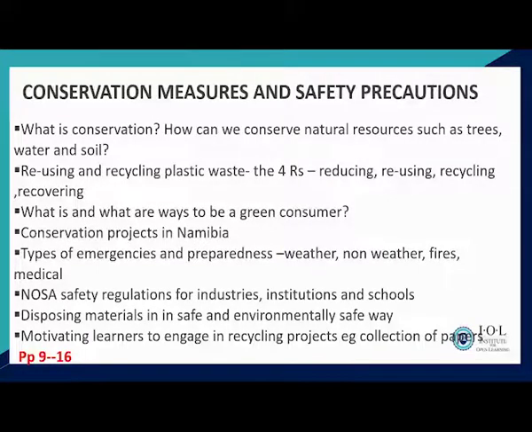Then we have types of emergencies and preparedness, for example, weather, non-weather, fires, and medical emergencies. Then we have the NOSA safety regulations for industries, institutions, and schools. We also need to know how to dispose of materials in a safe and environmentally safe way. Then we also need to motivate our learners to engage in recycling projects, for example, collection of paper or collection of plastic bags.